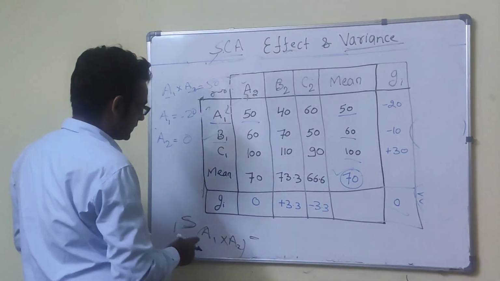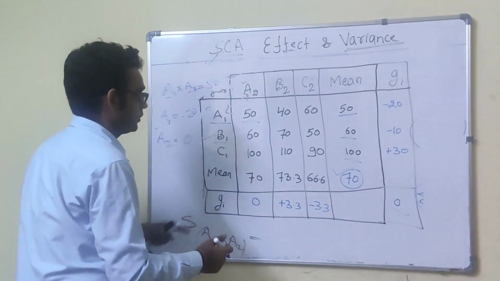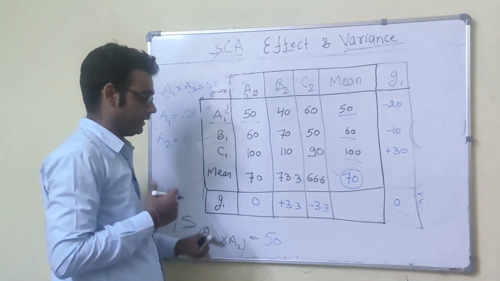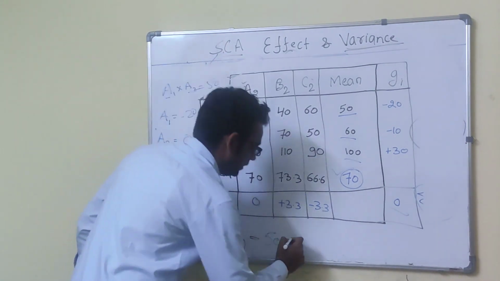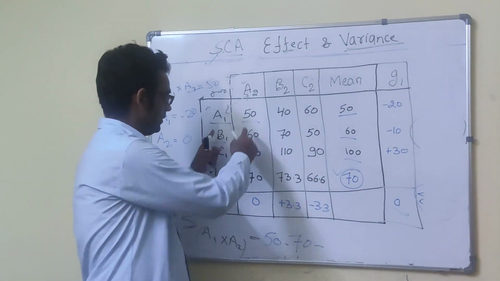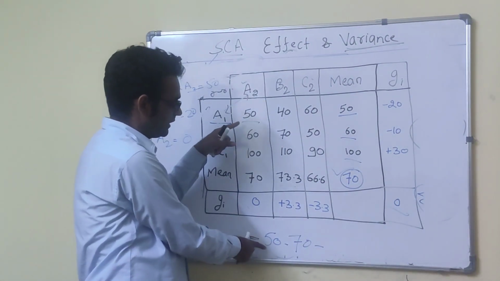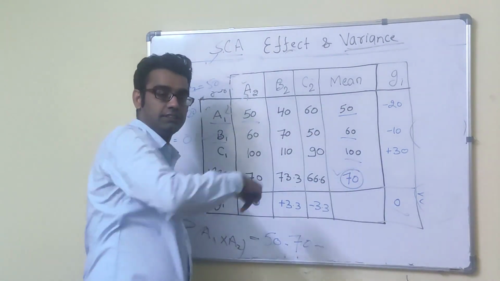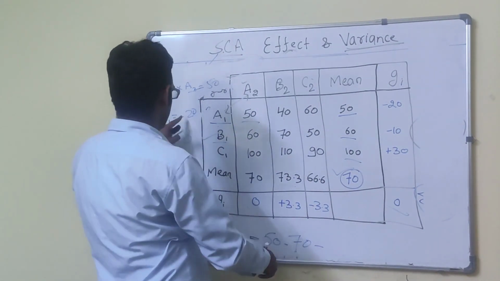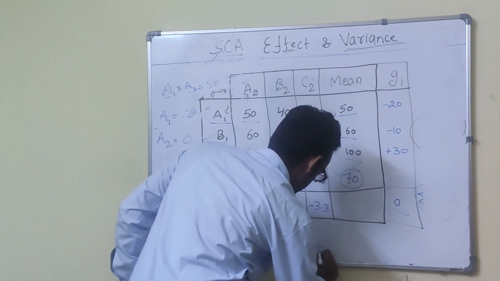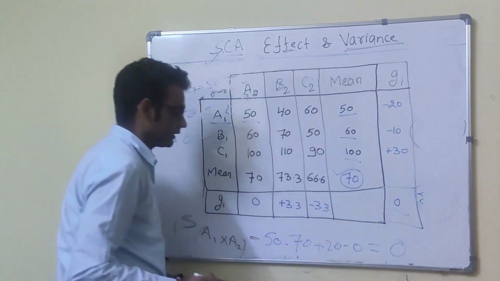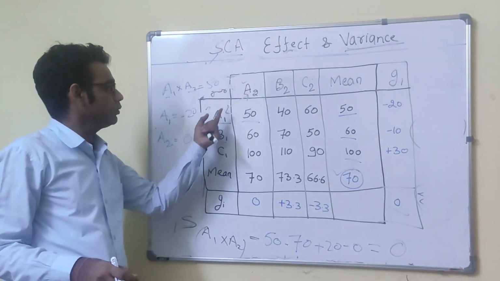So what is SCA? First, deviation from the population mean. The value is 50, there is no mean for the A1 into A2 cross-head. So first you will subtract the population mean, then corrected for GCA value means from this 50 value you will subtract the population mean and both the GCA values. So 50 minus 70 minus minus 20 and minus 0. So minus 20 and minus 20 plus 20, and minus 0. So this is 0. It means the SCA effect of the A1 into A2 cross-head will be 0.